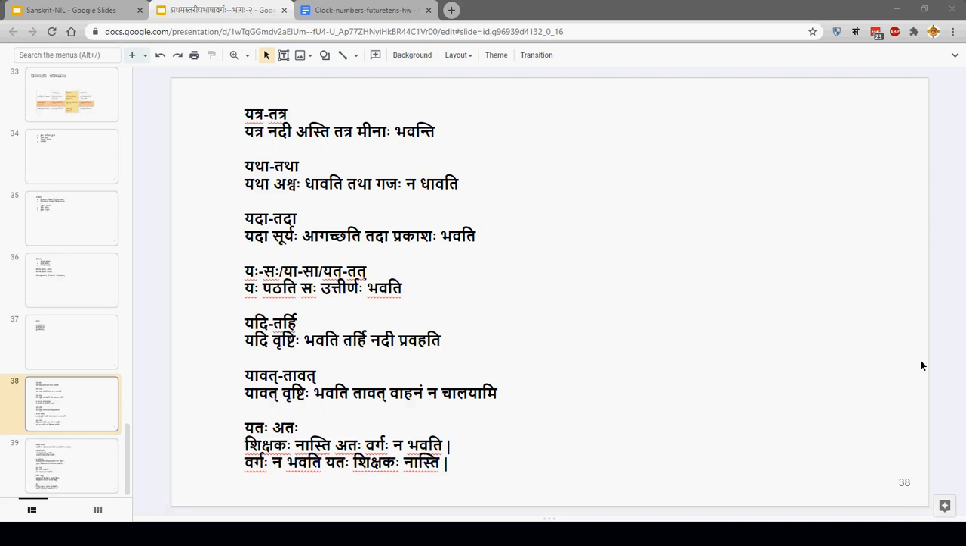Earlier we had: Yatha ashvaha dhavati tatha gajah na dhavati. This was just saying how, in that manner. Yatha means how. How the horse runs, in the same manner, the elephant doesn't run. So yatha tathA is being used in that way. But if you want to actually compare the speed: yatha ashvasya vegah asti, tatha gajasya vegah nasti. How the horse's speed is there, the elephant's speed is not the same as that. So that is one way of saying that.